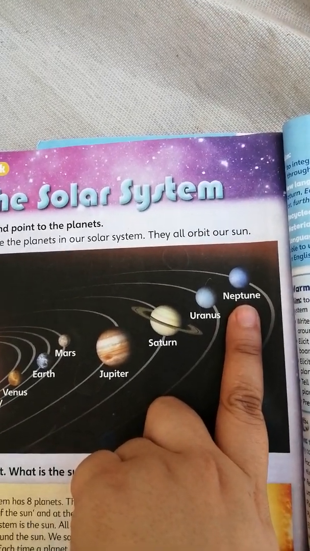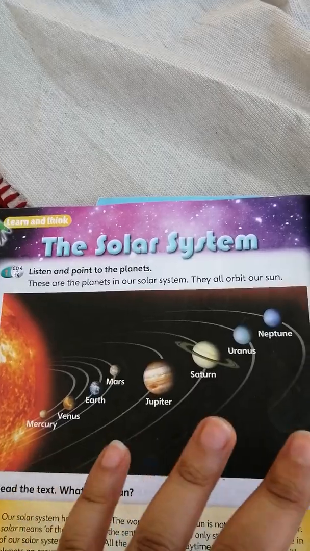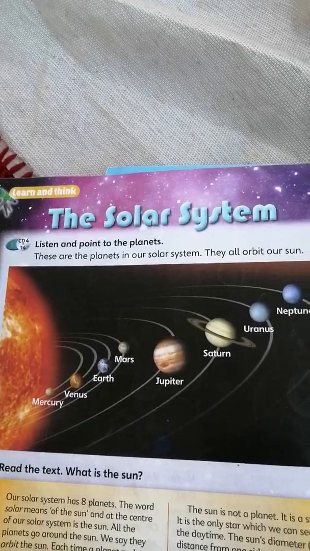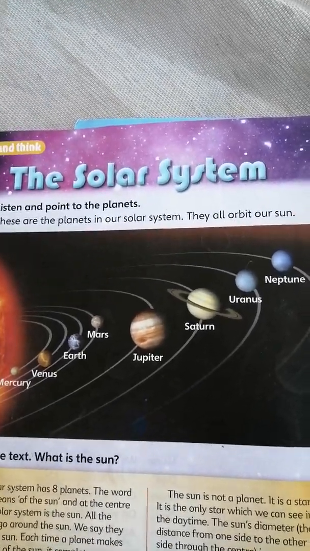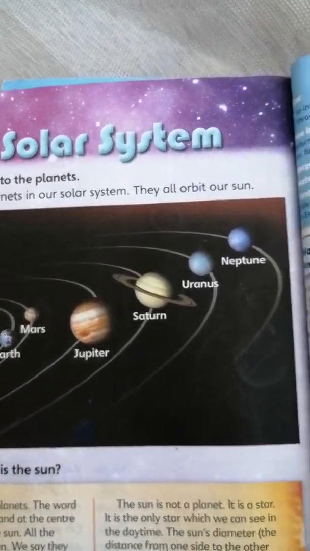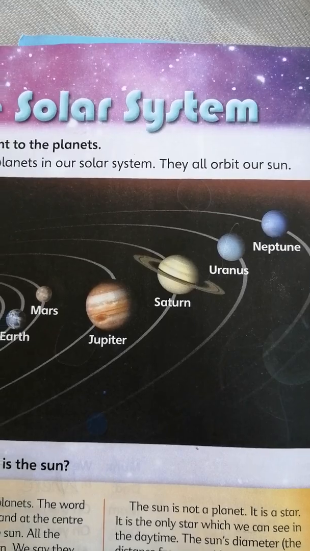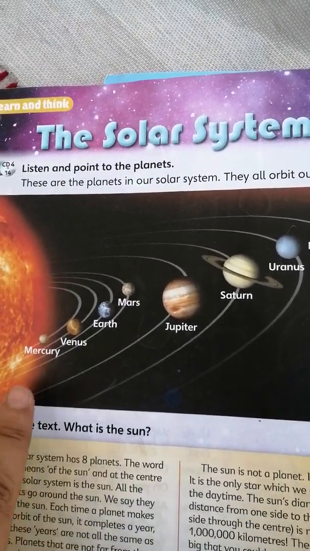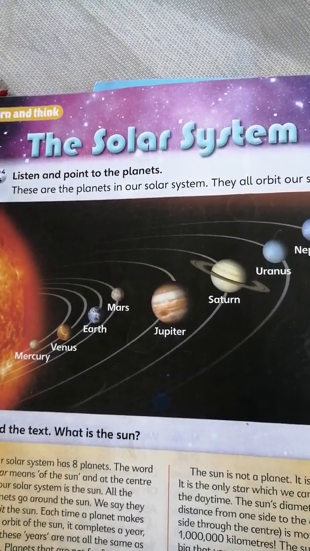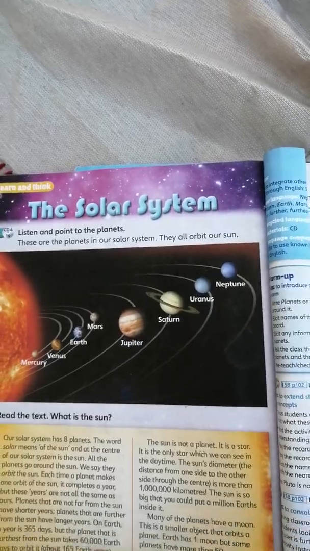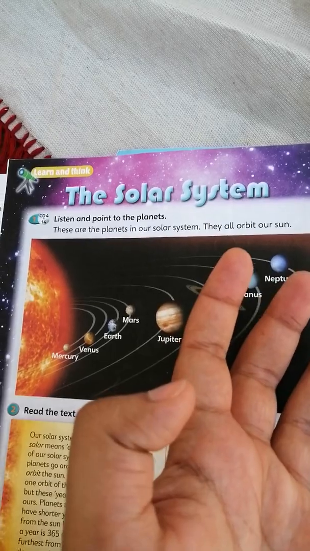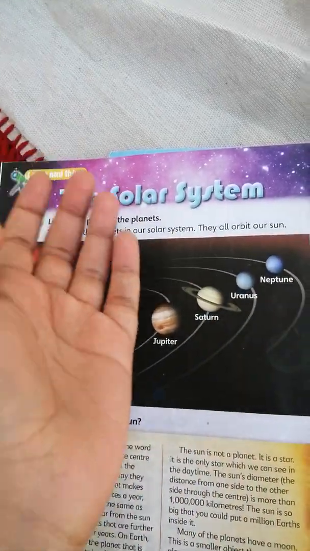Here, which one is the nearest one? Mercury. And which one is the furthest? Neptune. Okay. So, which one is the smallest planet? Mercury, as we see. And which one is the biggest one? It's Jupiter. These are the planets in our solar system and they all orbit our sun.